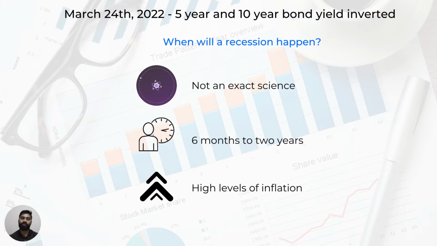And apart from that, there are also high levels of inflation present globally right now. Because of this, investors have been moving from stocks to bonds, leading to higher demand, higher prices, and thereby lower yields. So we need to look at all different factors before making a decision.